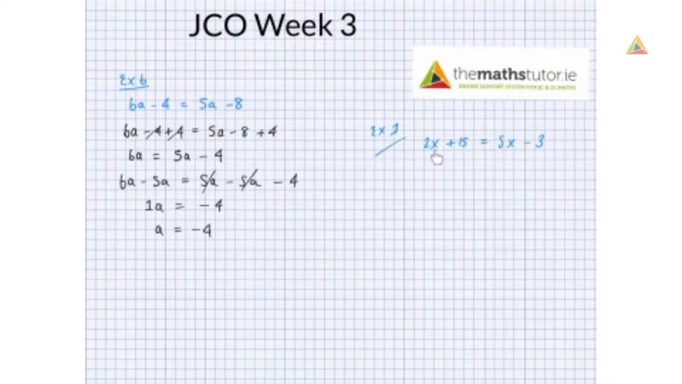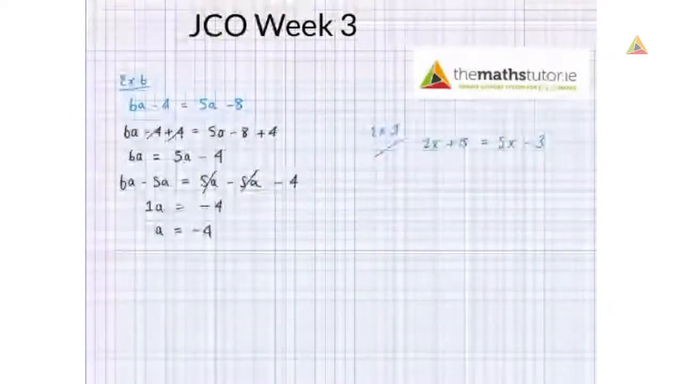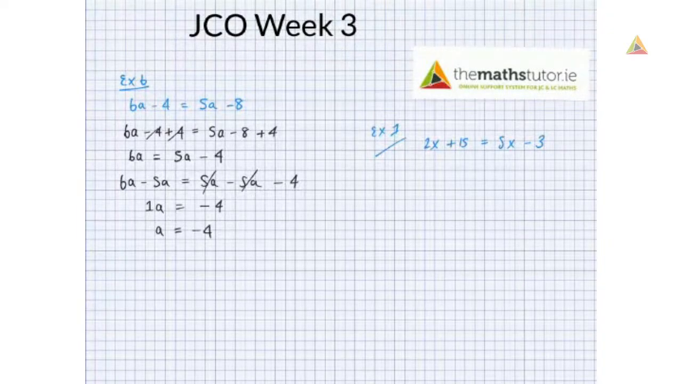So let's look at this part first. I want to keep 2x. So plus 15, I need to get rid of that. So how do I make that 0? So 15, take away 15 will give me 0. So I'm going to take away 15 from this side, and I'm going to take away 15 from this side. So it's going to be 2x plus 15 minus 15 is equal to 5x minus 3 minus 15.